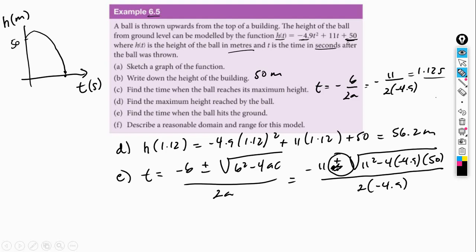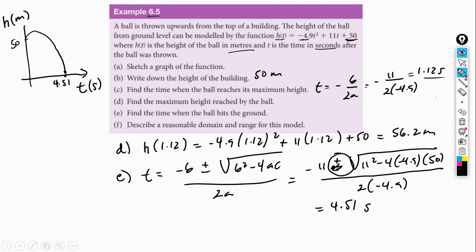We plug all this into the calculator. It's going to give us 4.51 seconds, rounded to 3 significant figures. So this would be when the ball hits the ground. That means that this point here is 4.51 seconds.